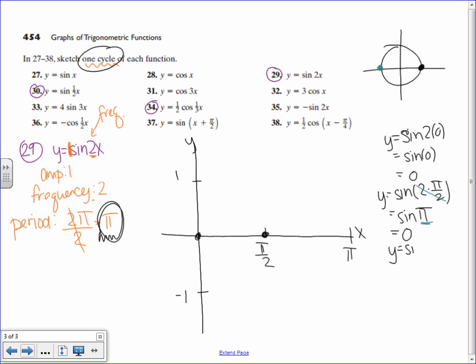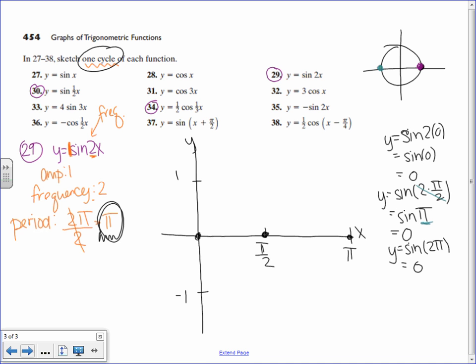And next I can plug in pi, so this is going to be the sine of 2 times pi, or 2 pi. On my unit circle, if I go 2 pi, that's 360 degrees, so I end up right back here. And the sine value there, the y value there is 0.